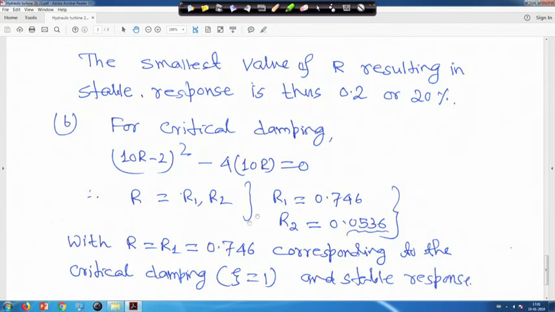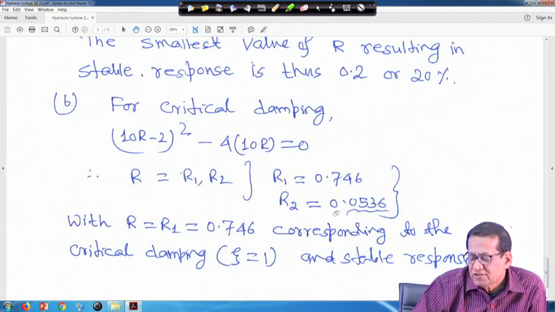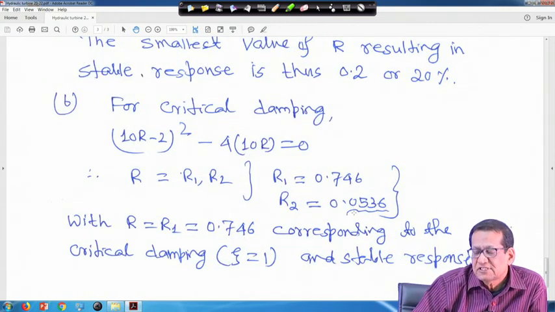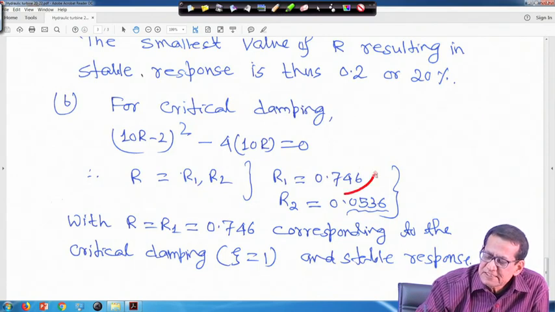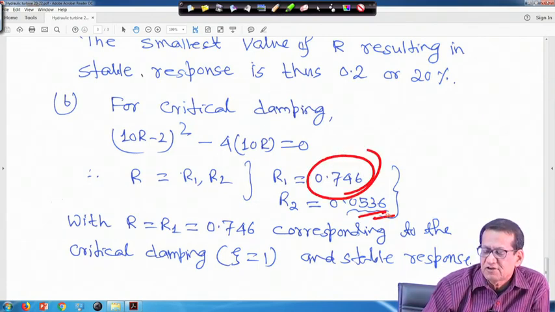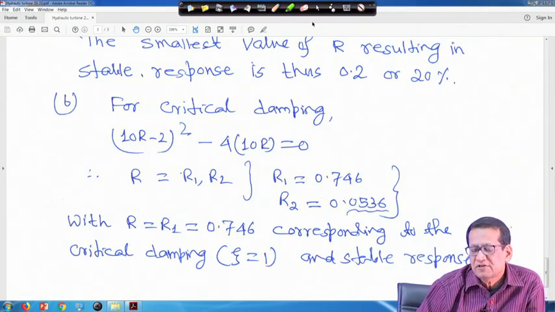But when r is equal to 0.746, corresponding to a critical damping, that is your damping ratio zeta is equal to 1, right, and it gives a stable response. But if you consider r2 equal to this one, this will be your unstable response, right. So, this is the correct answer, but this is not. You can verify, even in MATLAB also you can verify.